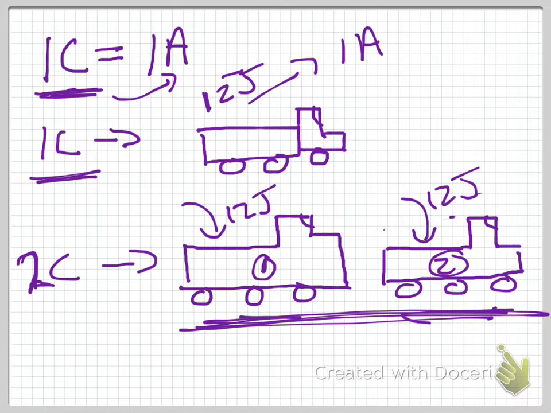And this is why they say current kills, because current carries the energy, and so the more current you have, the more energy that you're going to have flowing. Unfortunately, if someone gets electrocuted, the more energy they're going to have flowing through their body.